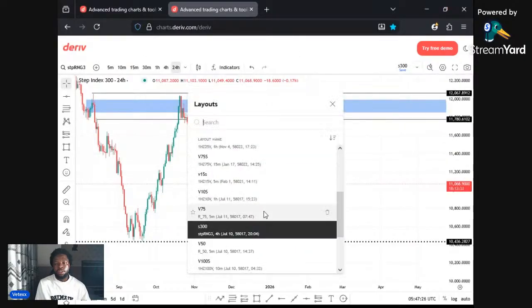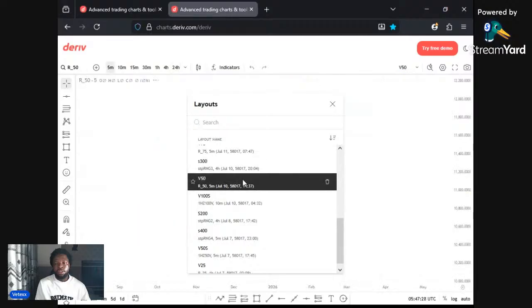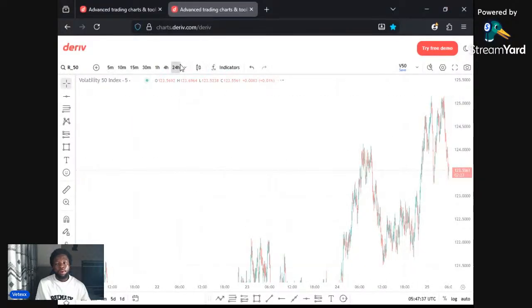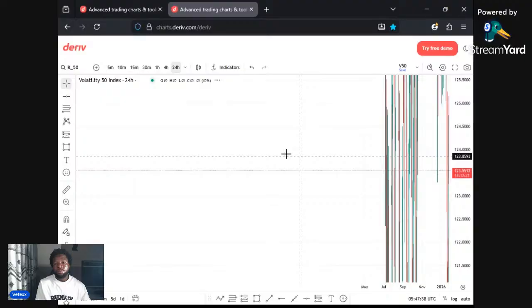So let's check volatility 50 index. Let's check what's happening on that pair at the moment. Okay, starting from the weekly time frame, volatility 50 index is bearish, and on the 24-hour time frame it gives us the continuation.